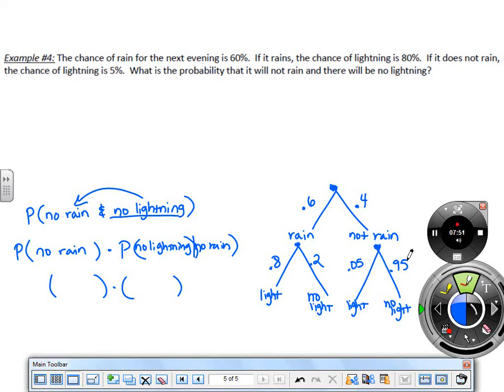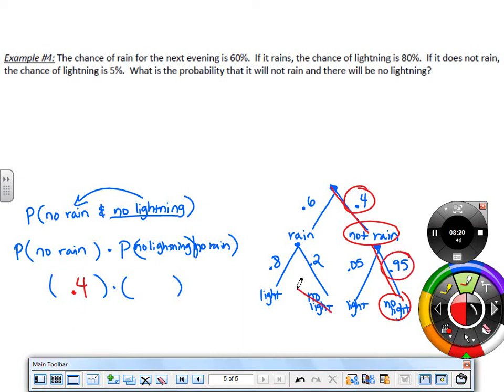Now you can see exactly what they're asking us. The probability that there's no rain and no lightning can be viewed in this branch right here, no lightning resulting from no rain. So it's this path right here. The probability that it's not rain is 0.4. The probability that there's no lightning given that there's no rain is this 0.95, not this other one because it was on the raining branch. Now when we multiply the two probabilities together, we get 0.38 or 38%.